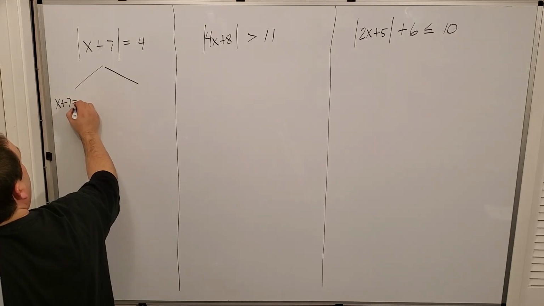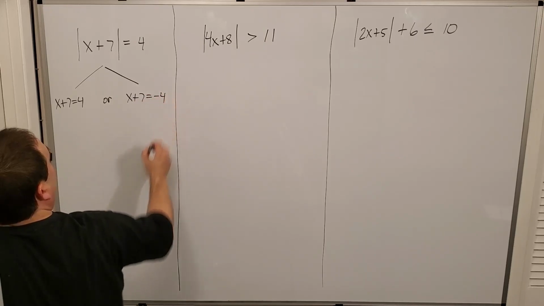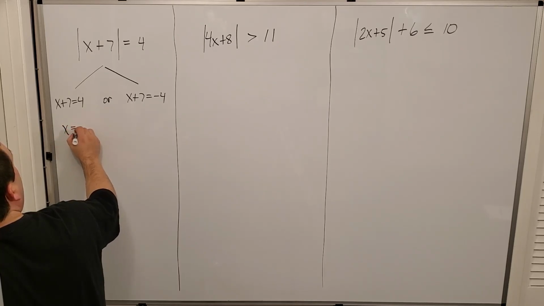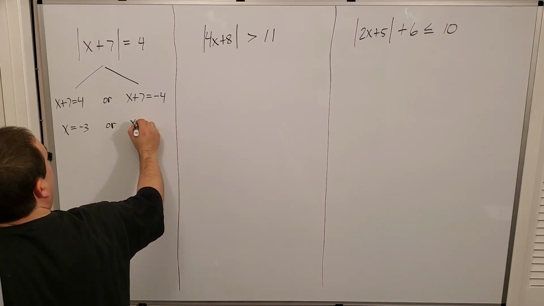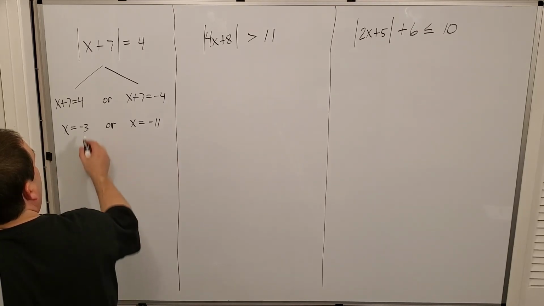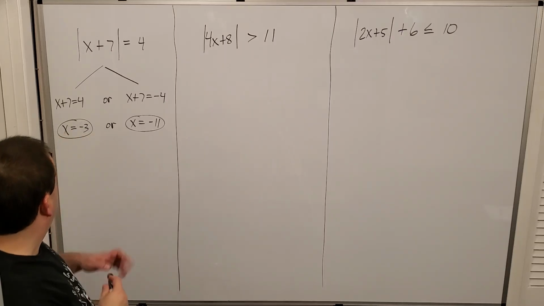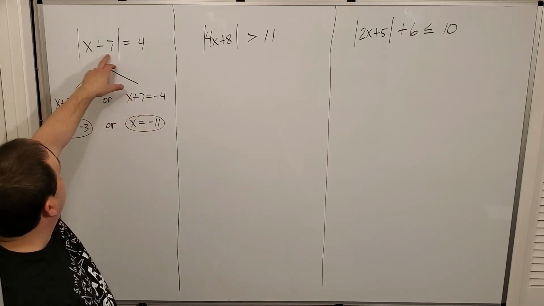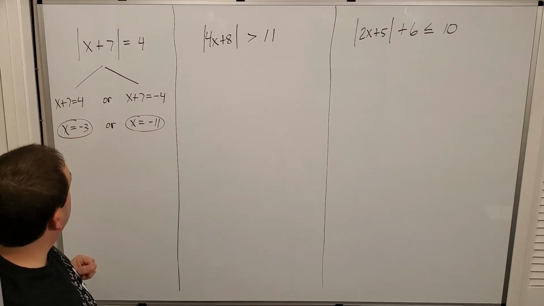And therefore, at this point, I would go ahead and split it into its two possibilities to where x plus 7 is either equal to 4 or x plus 7 is equal to negative 4. From here, I would subtract 7 from both sides, and I would get either that x is negative 3 or, if I subtract 7 here, x is equal to negative 11. So I have these two as solutions. And of course, you should check them, right? Negative 3 plus 7 is 4. Absolute value of 4 is 4. Negative 11 plus 7 is negative 4. Absolute value of negative 4 is also 4. So these two are good solutions.